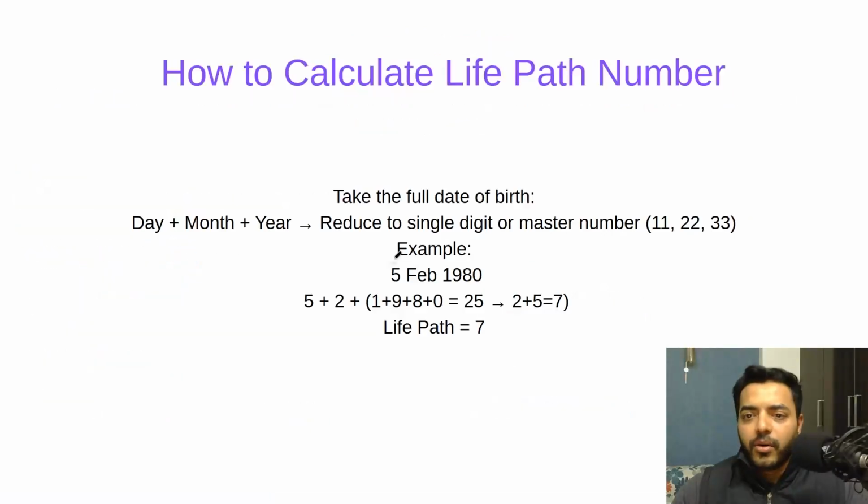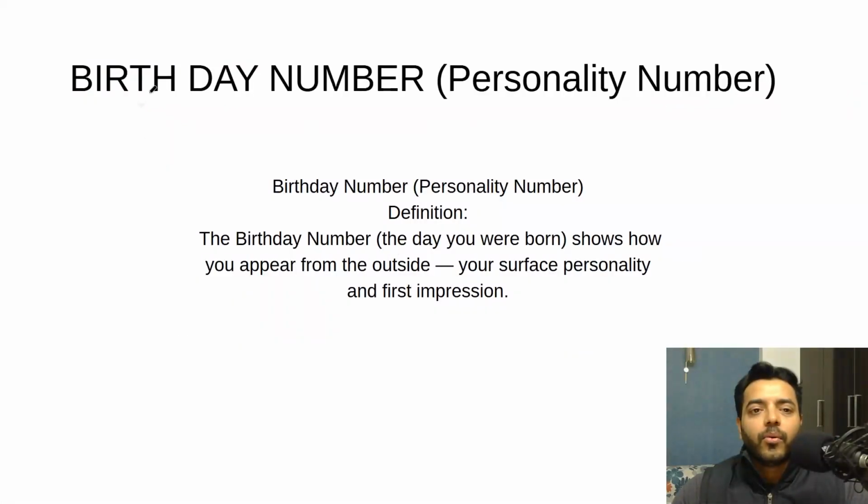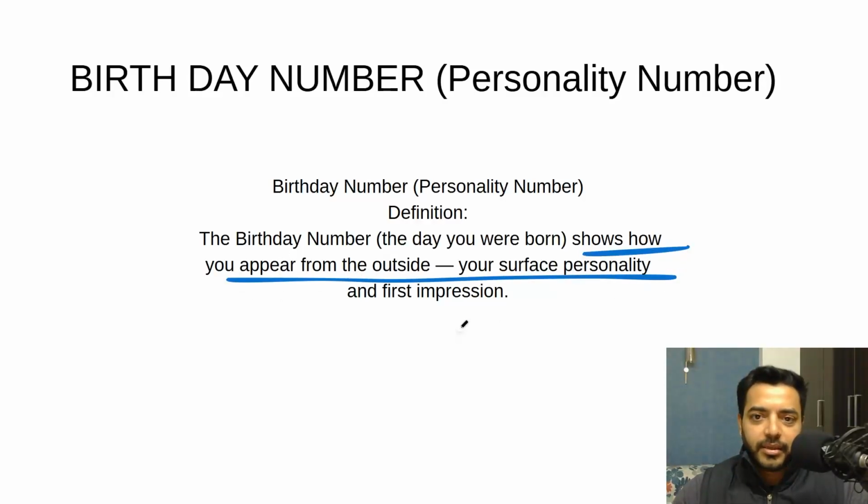Alright. Now let's see what the birthday number is. So we started with numbers and then we have the alphabet. We will first find out a few things using your birth date. So we did the life path number and now we are going to do the birthday number. The birthday number is very simple. It just shows how you appear from outside.